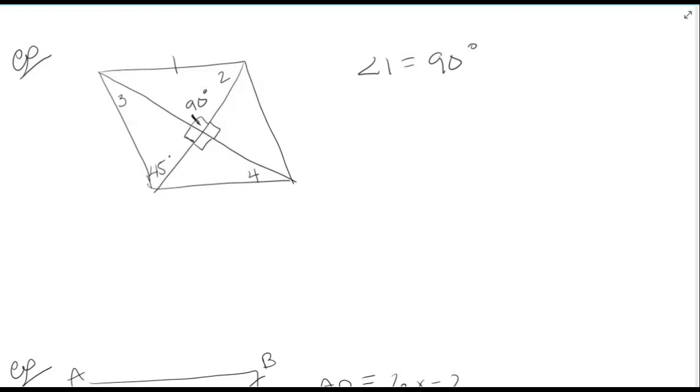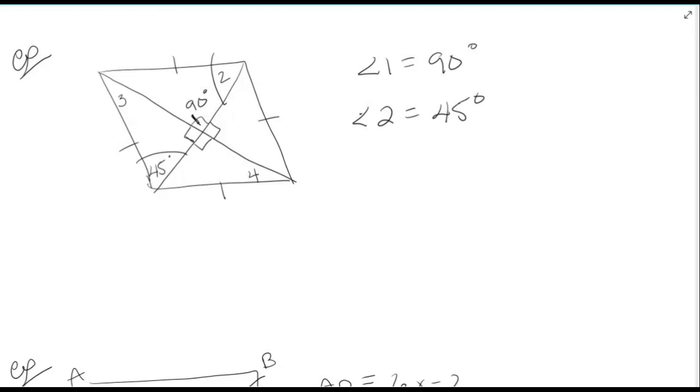I know that all the sides of a rhombus are congruent. So I know that this angle has to be congruent to that angle. So the measure of angle 2 has to be 45 because they're base angles there.